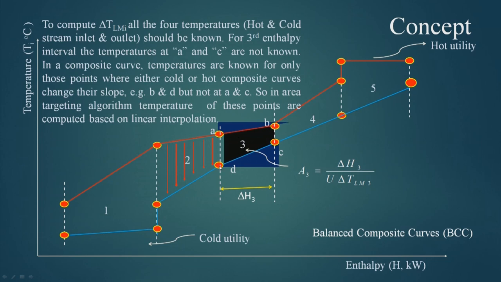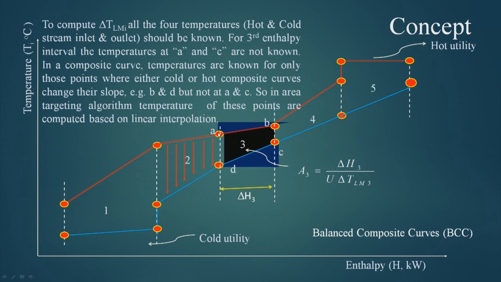So, the corresponding temperature to this temperature D, which is A here, is not known. Similarly, there is a change in slope at B point. So, B point temperature is known, but C point temperature is not known, as there is no slope changing.